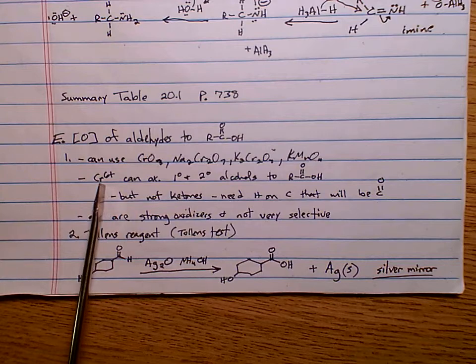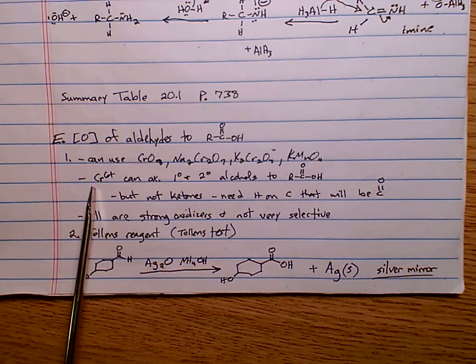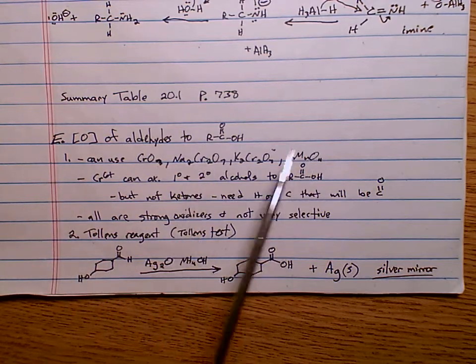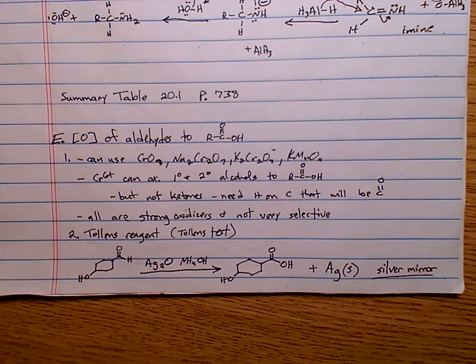They'll take electrons from pert near anything. And if you take electrons away from something, that thing gets oxidized when it loses electrons. They're all very strong oxidizers, and they're not very selective. But then came Tollens reagent, and we call this a Tollens test because it's just so cool.